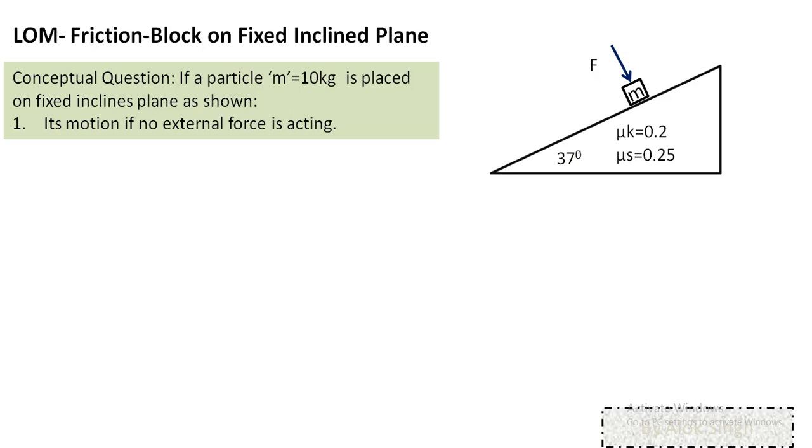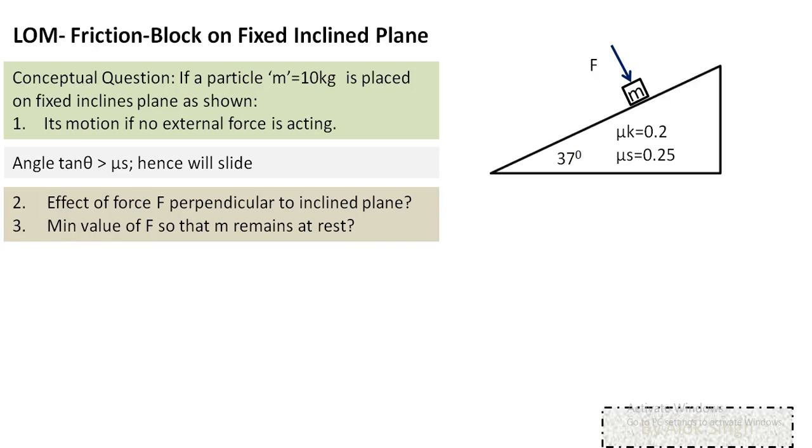Again, a slight variation of a similar question. So far we have taken either no force acting on the block, or a force along the slope acting on the block. This time we will take a force acting perpendicular to the slope. Here, a particle m of 10 kg is placed on a fixed inclined plane as shown. What will be its motion if no external force is acting? That is the simplest one, a standard question which you have seen earlier. Since the tangent of the angle is greater than the coefficient of static friction mu s, it will slide. If the block is placed on the inclined plane and released, it will have a downward acceleration.